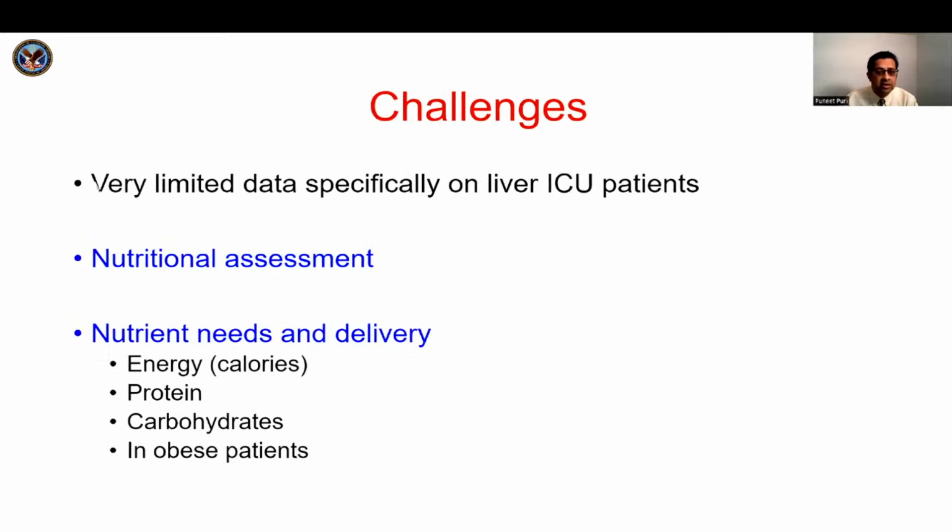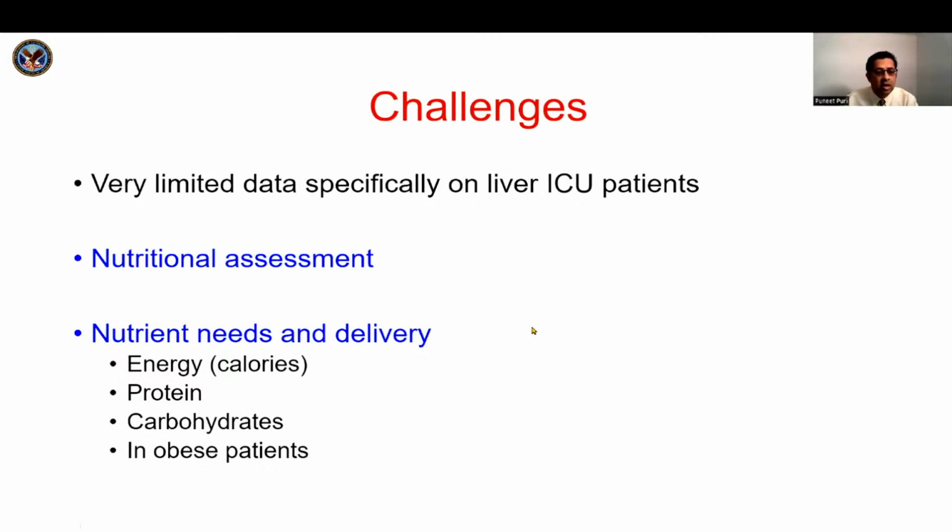So what are the challenges that we face in light of acute critical illness in liver ICU patients? First of all, there are very limited data specifically on patients in the liver ICU setting. Part of it is that the majority of ICU settings throughout the world are medical ICUs where patients are predominantly non-liver related conditions. So that limits our ability to generate high quality prospective randomized controlled trials in this specific population.